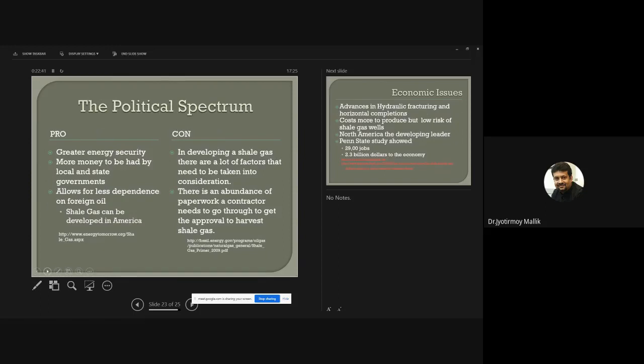So, of course, what about the political spectrum if we think about it? Pros: greater energy security, more money to be had by local and state governments, allows less dependence on foreign oil. Yeah, that is why shale gas actually now is developed in America. So that was one of the inspirations for developing shale gas in the Americas. What are the cons in developing shale gas? There are a lot of factors that need to be taken into consideration. Yeah, of course. Paperwork that is there everywhere.